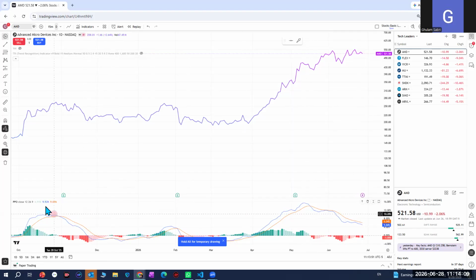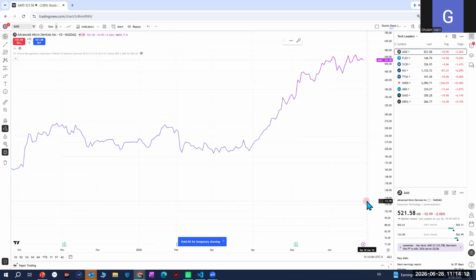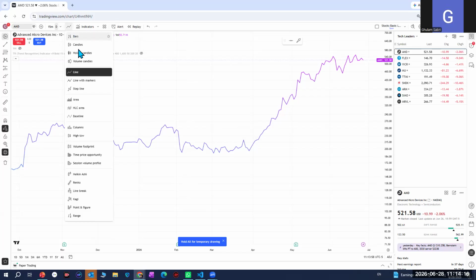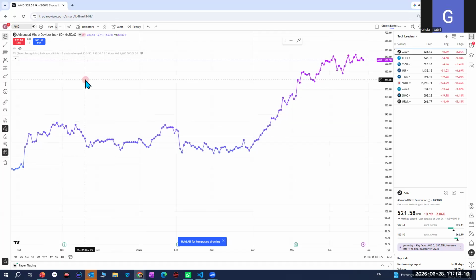Now how many indicators you want? So this is a basic chart, line chart. If you want, you can have line with markers. This means that each point will tell you the price or the closing price on that particular day. So for example, on 8th of May, the closing price appearing on the right side is 453.15. So AMD was 453.17. Right now, it is around 521.58. So this is one way of taking a look at the charts.